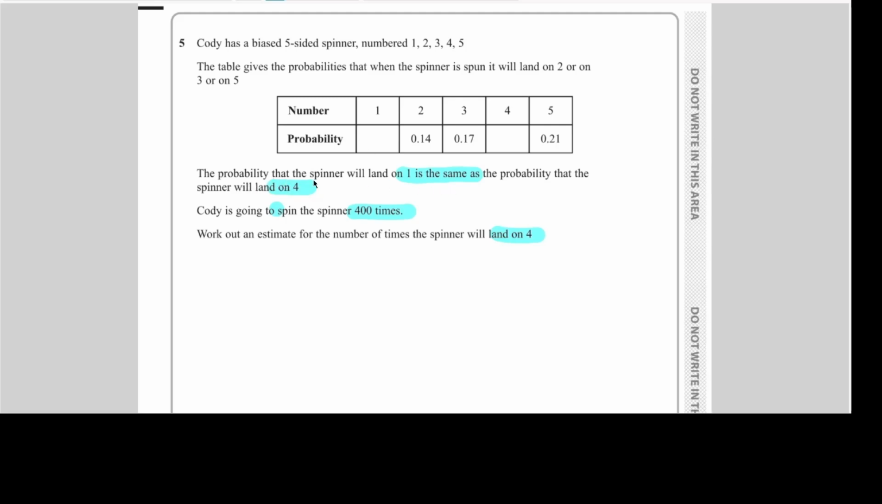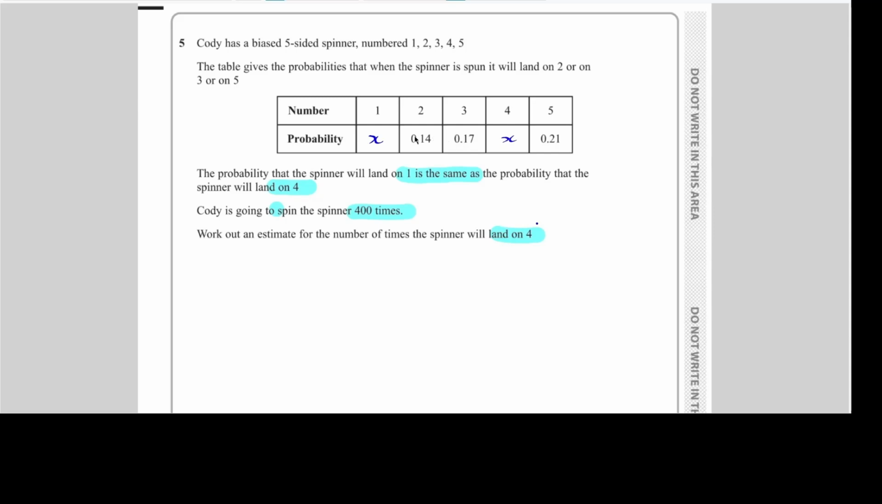Okay, let's see now. The probability that the spinner will land on 1 is the same as the probability the spinner will land on 4. So if I'm getting this one as x, this is also x, right? Because it is the same probability. We don't know what it is. Now, Cody is going to spin the spinner 400 times. Work out the estimate for the number of times the spinner will land on 4. The probability is x, so we need to get what x is first.